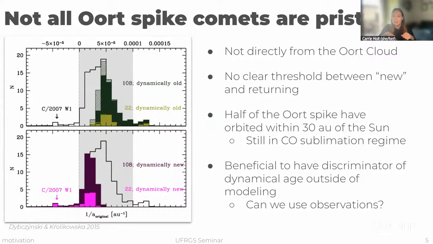Furthermore, just getting the value of 1 over a-naught takes a really long observation arc that has to be very accurate, which is also hard for comets because they're so nebulous. So it's difficult to even get that original reliable measurement to begin with. Altogether, it could be super beneficial to have some discriminator of dynamical age outside of modeling. And so the question that I want to ask, especially as an observer, is can we use observations to tell the difference between new versus returning?